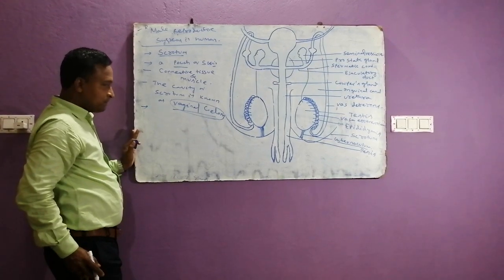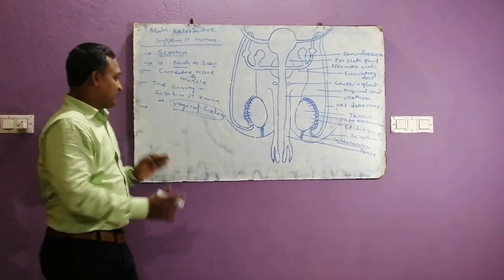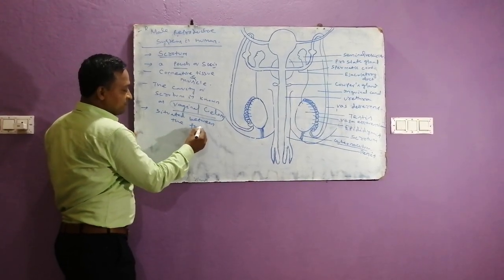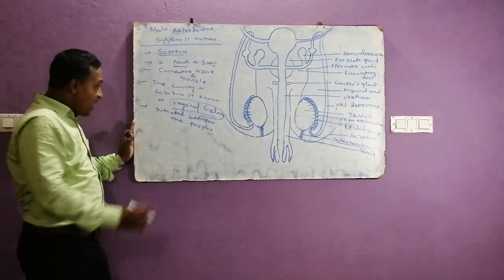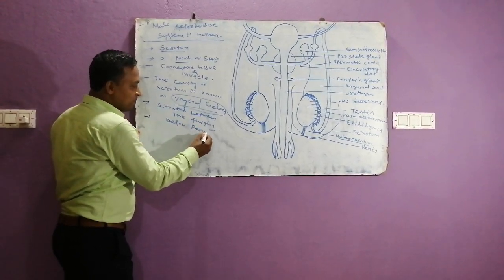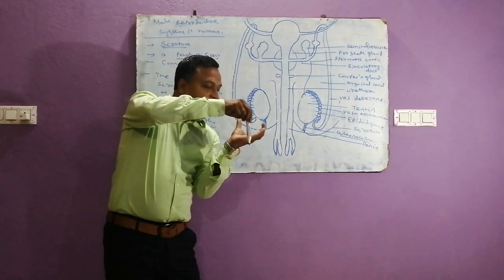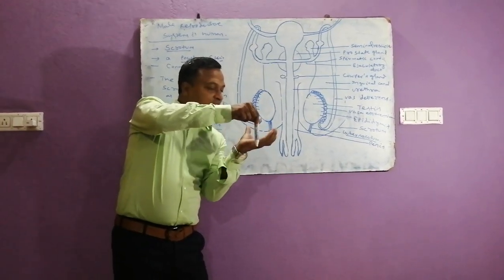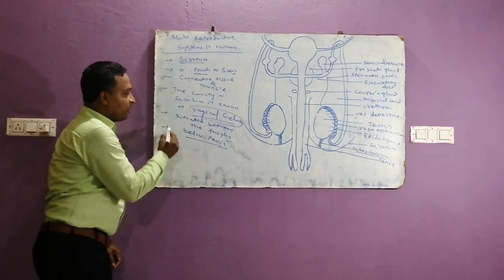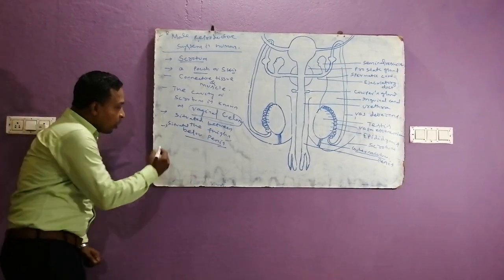The scrotum is situated between the thighs. It is in the thigh region. And it is situated below the penis. Try to focus: this is penis and this is scrotum. Just in front, the penis is present, and just behind it the scrotum is present. That means it is situated below the penis.